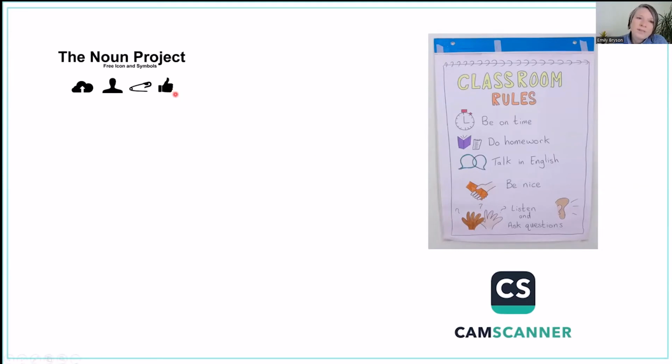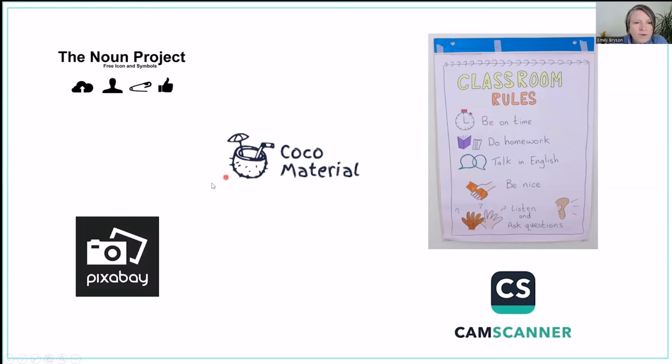The Noun Project is a good way to get icons in there. They're free icons that you can just copy and paste in. Cocoa Material has some really nice hand-drawn icons, so they're quite fun. You can check that out, they're all free too. And Pixabay has lots of vector graphics and images that you can use.